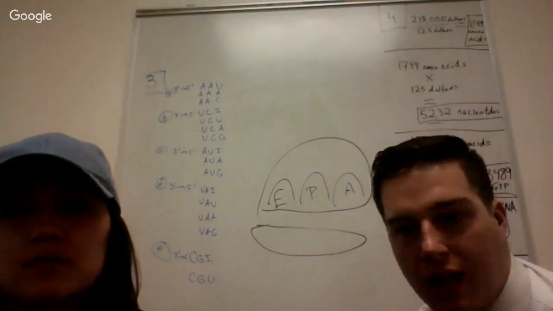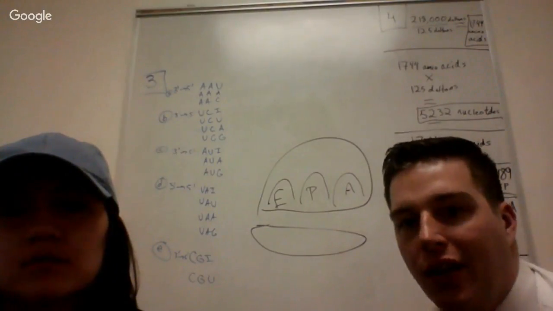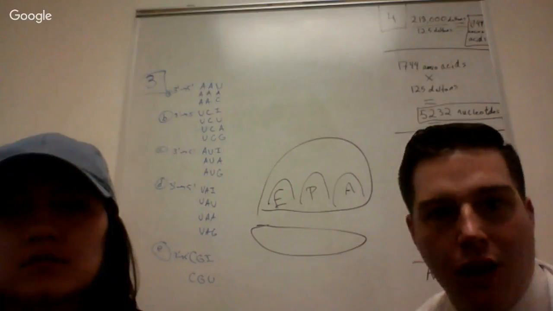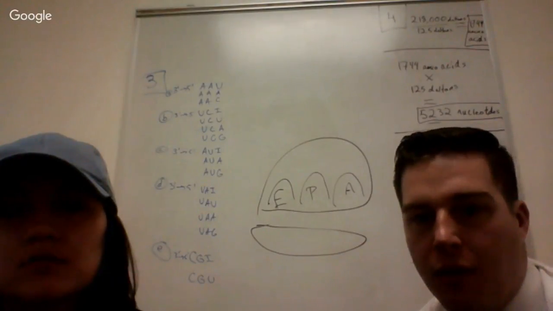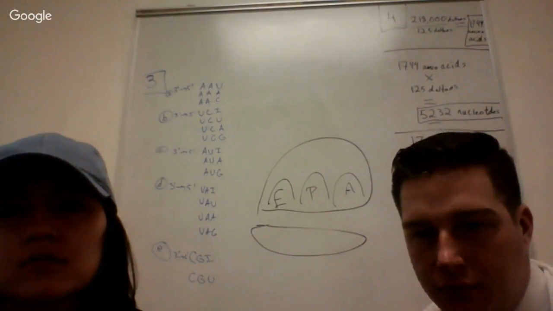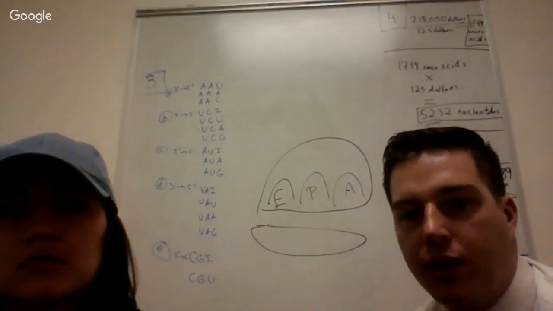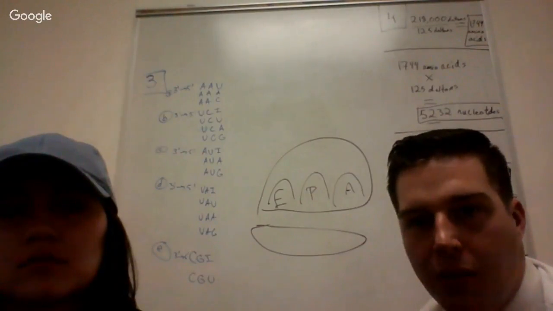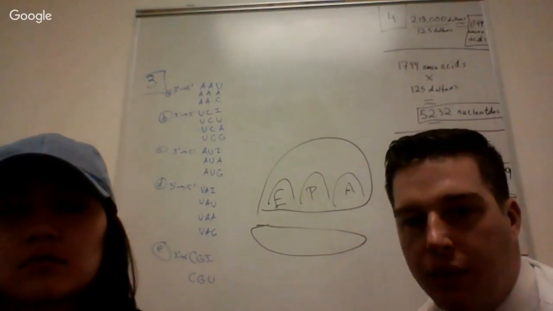EFG, that's a translation factor. It helps the ribosome move one codon in the 3' direction of the mRNA. And then IF3 is a translation factor that guides the mRNA to the 30S ribosome subunit.